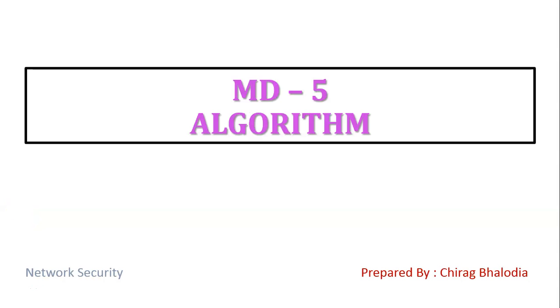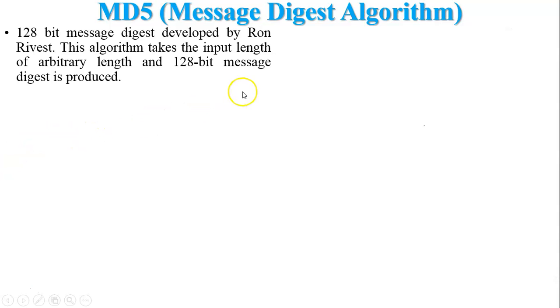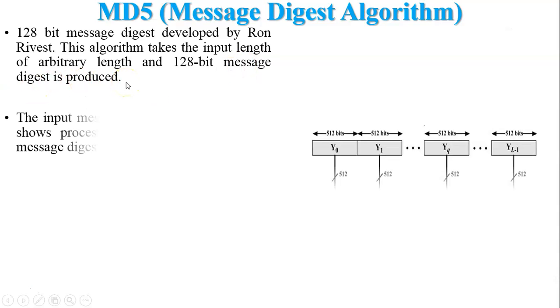Hello friends, in this video I am going to discuss the working of the MD5 algorithm, a topic of network security. MD5 stands for Message Digest 5. It is a 128-bit message digest algorithm developed by Ron Rivest. This algorithm takes an input of arbitrary length and a 128-bit message digest is produced.